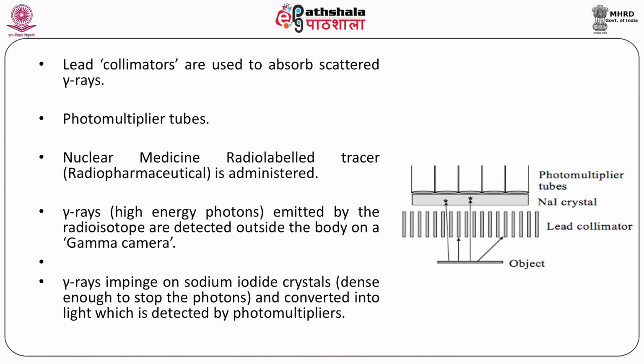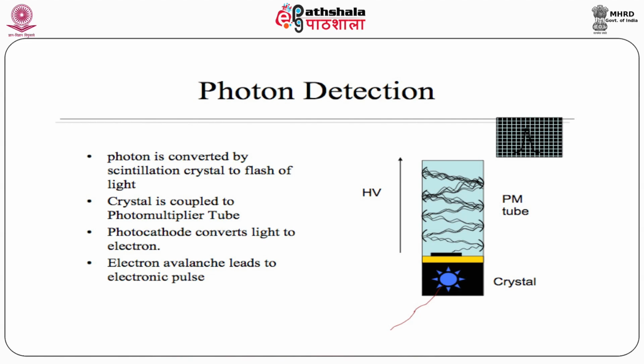The radiation which is coming out from the patient passes through the collimator and hits the sodium iodide crystal, which is a detector. Whatever radiation is coming, it hits the detector and gives light. This is converted, it hits the photomultiplier tubes, and you get a signal. From this signal an image is created. This particular picture or slide will give more clarity to you.